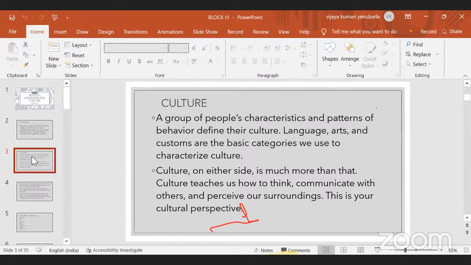Suppose you take the Indus Valley civilization. We are not talking about civilization, but culture. What was their art? What kind of language did they use? Whether they used spoken or written, or what was their music, arts, anything. How did they use religion? Even religion comes under culture. Based on all these, we define a particular group's culture.